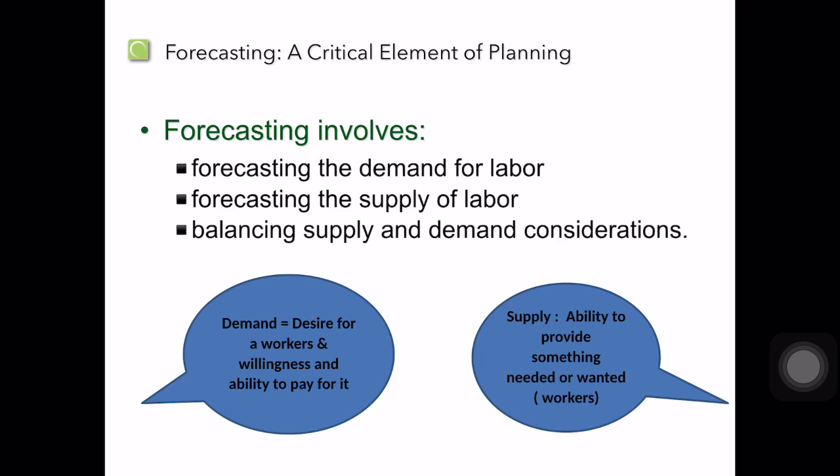Balance lah, equal. So dia kata kat situ apa? Dalam balloon biru tu dia kata apa? Demand is equal to desire for a workers and willing to pay for the worker. Of course lah, bila you demand something, mestilah you perlu sacrifice something kan, in return for you to fulfill you punya demand.